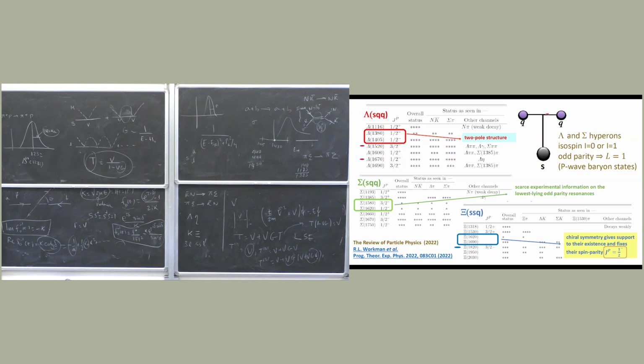So this is what I am going to do, in the case of the lambda 1405 with these 4 channels that I told you about, using the interaction that we deduced yesterday. I look for poles, and we will find that one of these poles can be identified with the lambda 1405. And it has a chiral origin, because I will be using my chiral interactions.